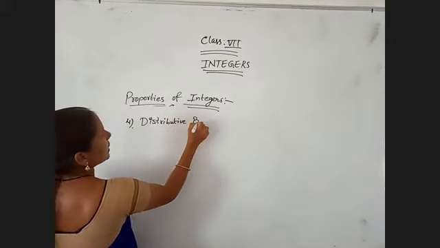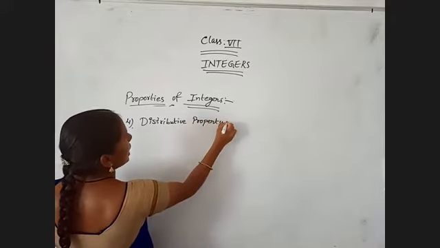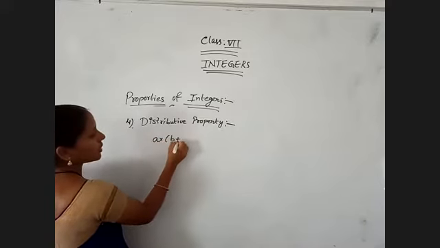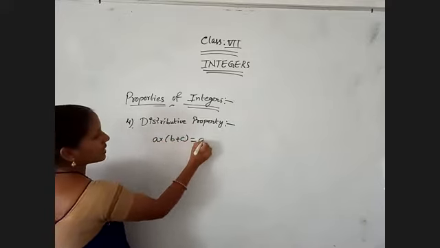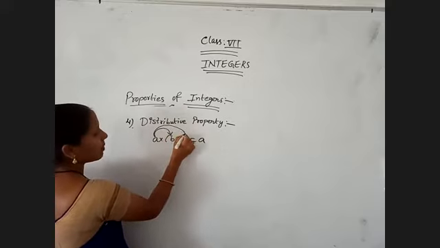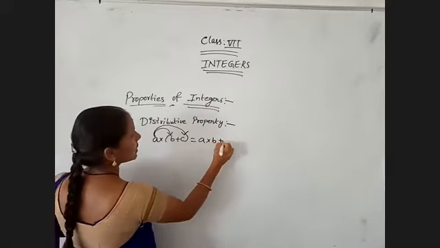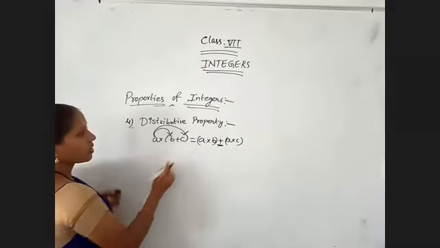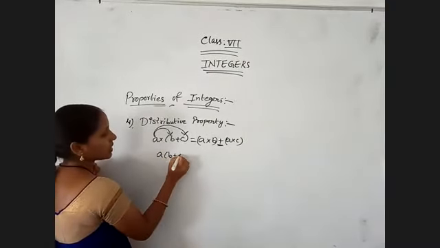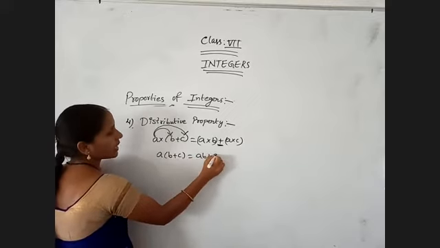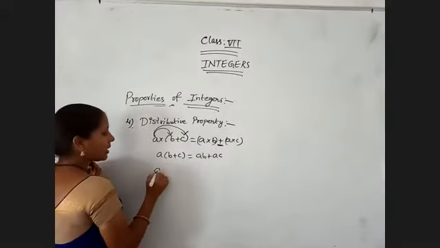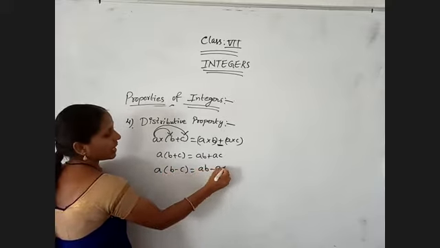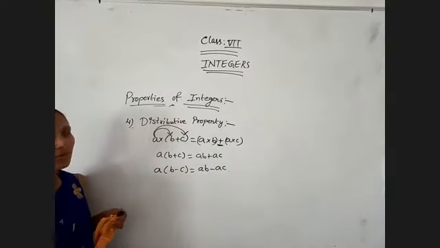The name itself says it: some value is distributed over other numbers. This property states that A is distributed over B and C, that is, A is distributed over B as well as C, over addition. So A into (B plus C) is equal to AB plus AC. In another case, it is distributed over subtraction also: A into (B minus C) is equal to AB minus AC.